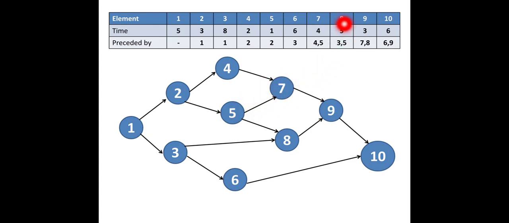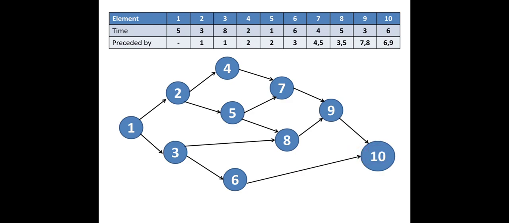Next, element number 8 is from 3 and 5. So from 5 and from 3 I am representing element number 8. From 7 and 8 it is element number 9, and from 6 and 9 it is element number 10. So from 9 I am drawing an arrow, and from 6 I am drawing an arrow to represent element number 10.